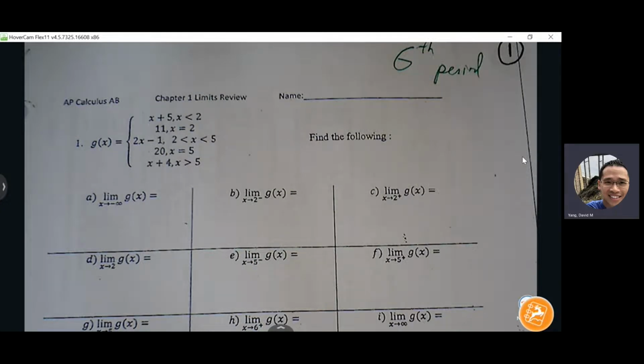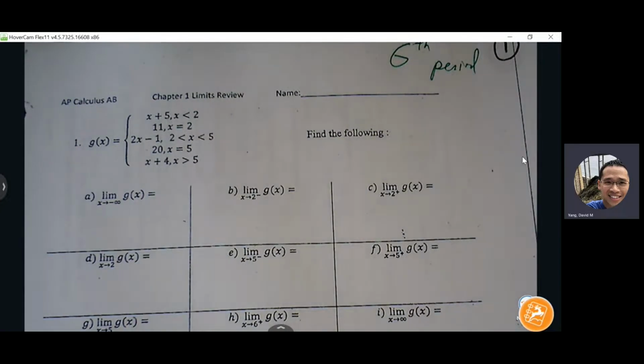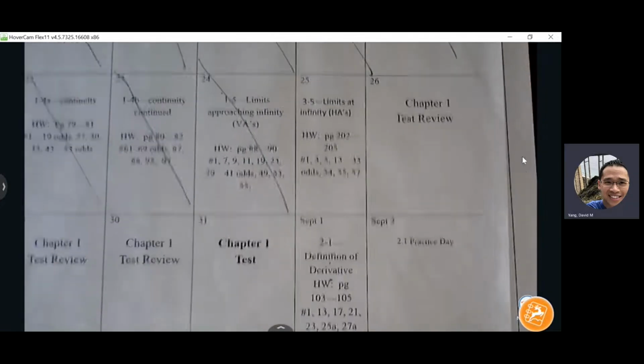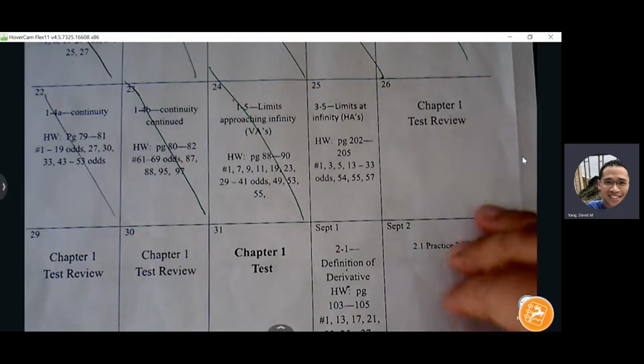Okay, we're going to start test review today. Okay, guys, just going over the calendar here. So we'll have 3 days to review. We'll go to review today, Monday and Tuesday. Okay. Test will be on Wednesday.